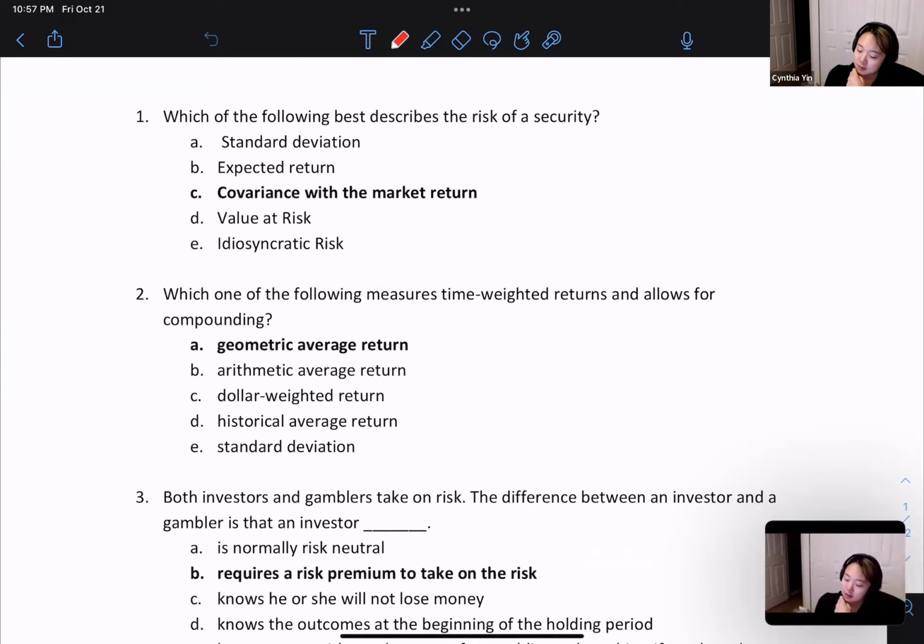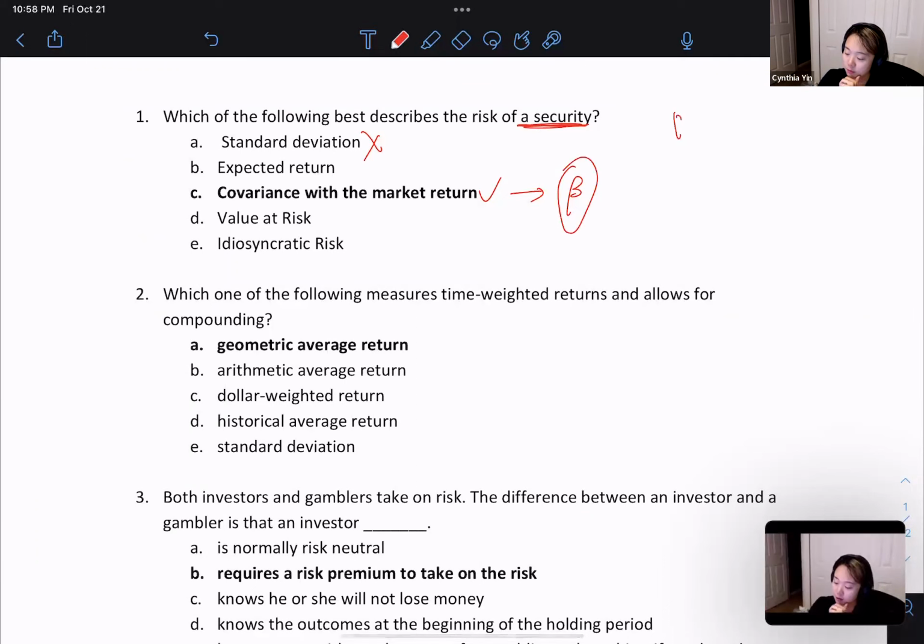So let's see. Which of the following best describes the risk of a security? For a security, it's not standard deviation, it's the covariance. Basically, this is telling you it's beta. Again, when you measure the risk for securities, you use beta. For portfolios, you use standard deviation or variance. They're the same. Okay.